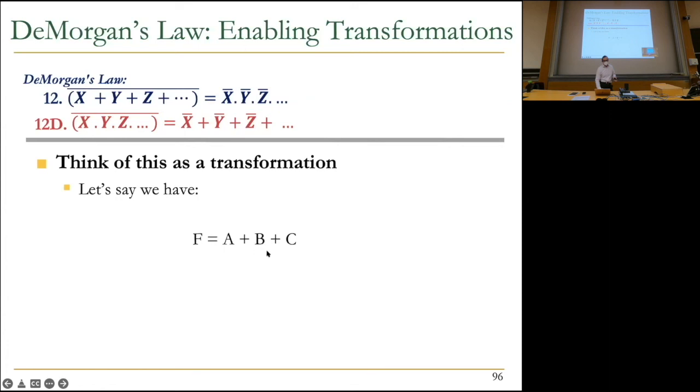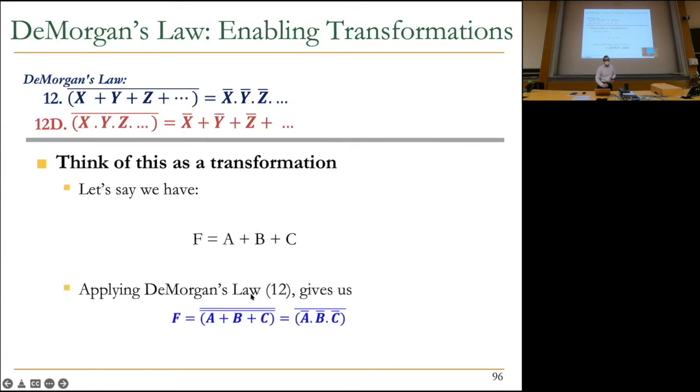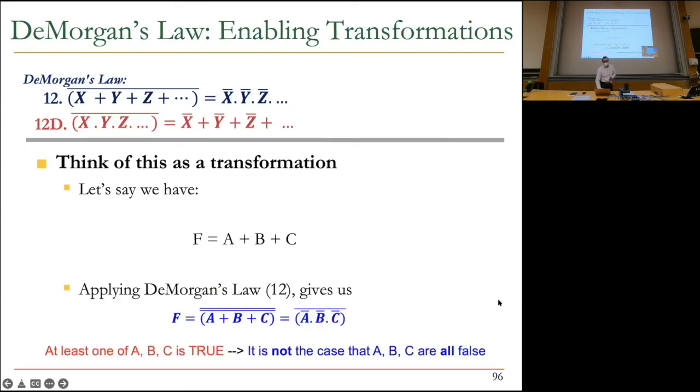But let's say we have a function f equals a plus b plus c. If you apply De Morgan's law, you basically complement it twice. And if this function f equals a plus b plus c is true, then this is the De Morgan applied to it. Logically, you can verify things, right? You can think of things as logical. This means that for this function to be true, at least one of a, b, c should be true. And De Morgan says it is not the case that a, b, c are all false. That's what it means, basically, as you can see, right? So that's the idea of De Morgan.